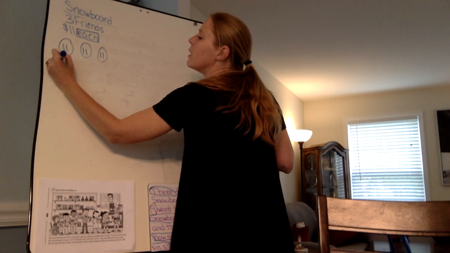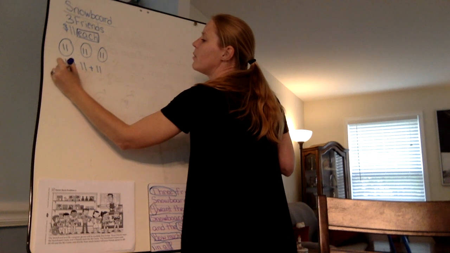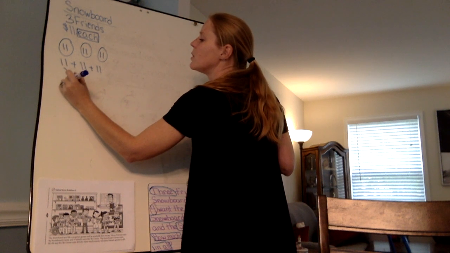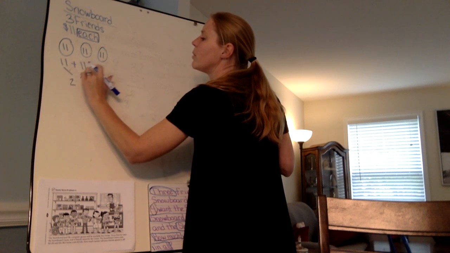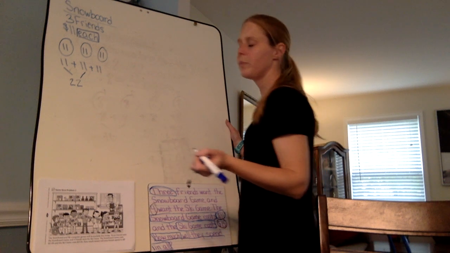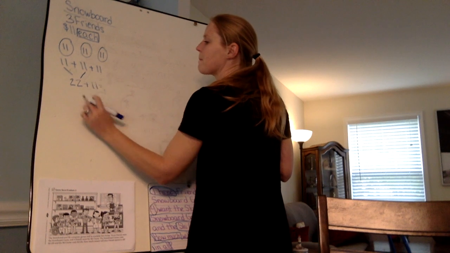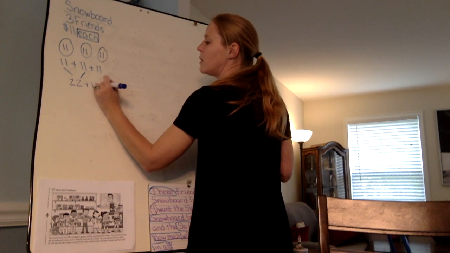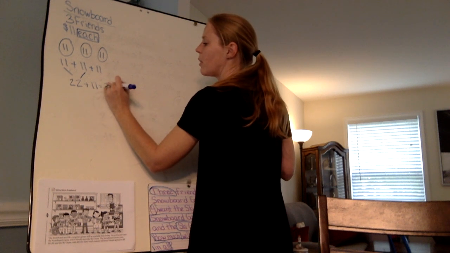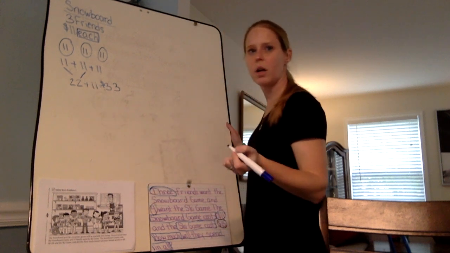So I've got 11 plus 11 plus 11. Well, 11 plus 11 is 2 tens, 1 one plus 1 one is 2 ones, so it's 22. And then I'm going to do that 22 plus 11. 2 tens plus 1 ten is 3 tens. 2 ones plus 1 one are 3 ones. So my snowboard friends are spending $33.